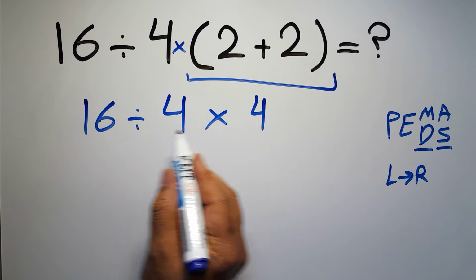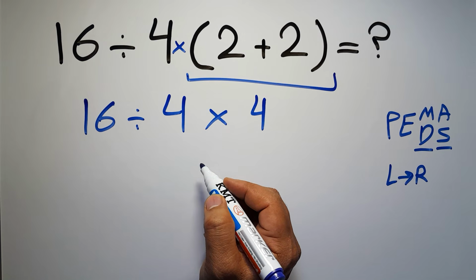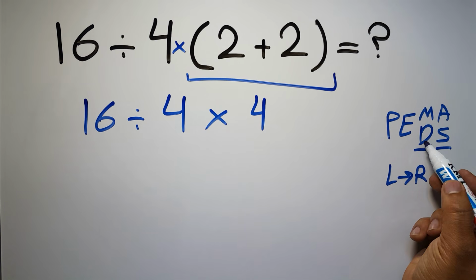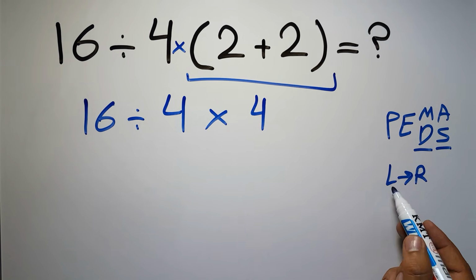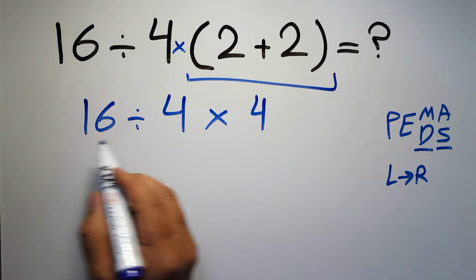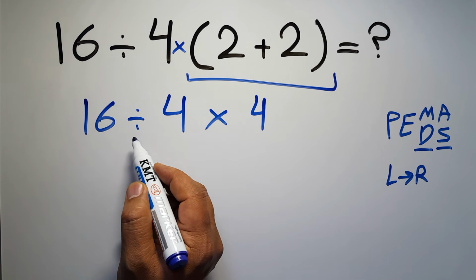Now we have one division and one multiplication. As I said, multiplication and division have equal priority and we have to work from left to right. So here first we have to do this division.